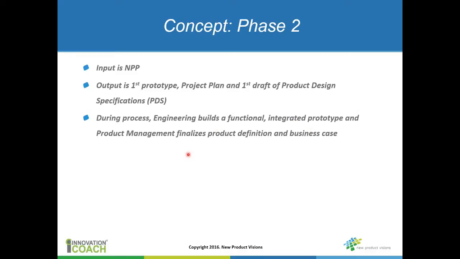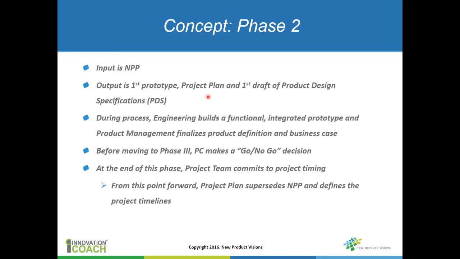And then product management is going to continue to develop that definition. That new product proposal continues to morph and change. It's going to turn into a project plan in a minute, but the product manager is going to continue to build the business case for that project. And then again, before moving to phase 3, the product committee is going to make a go or no-go decision. So now let's talk about these two documents, the project plan and the first draft of the product PDS document.